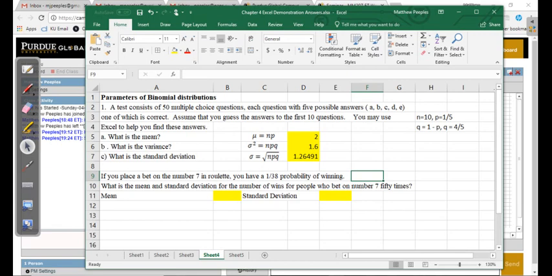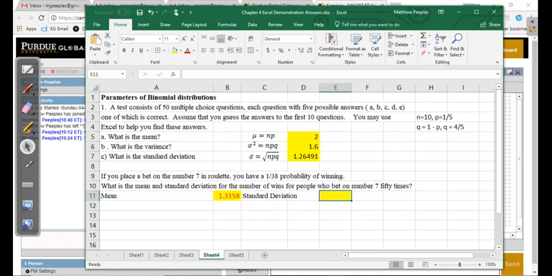Well, the mean is going to be 50 times 1/38th. All right, so we're just going to go ahead and multiply those two. Equals 50 times 1/38th, right? Let's see what happens right there. 1.315. So if you bet it 50 times, you should expect a winning of about 1 to 1.3 times out of that, right? What's the standard deviation of that?